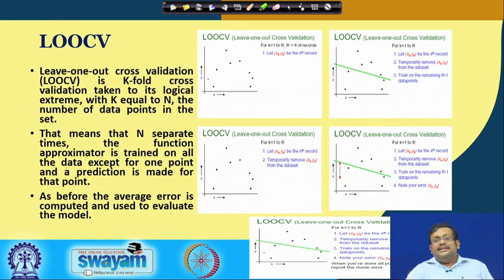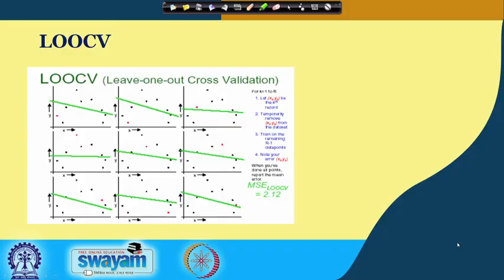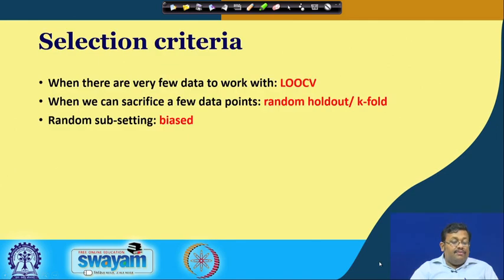So, you can see in leave one out cross validation we are leaving one out each time, creating a model, and then estimating the error. This is an extension of k-fold cross validation, and that is why it is called leave one out cross validation. Sometimes we also call it full cross validation. So, this is an overview of leave one out cross validation, and the selection criteria for which case you will use which one.